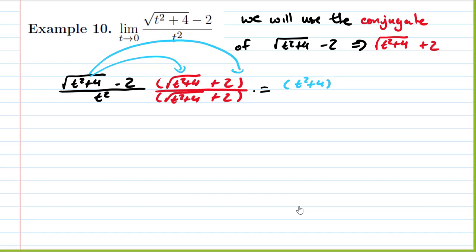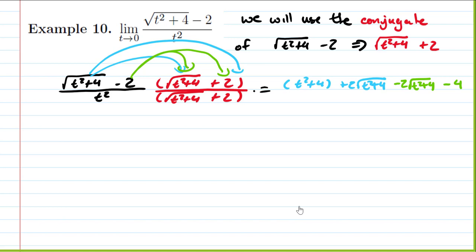And the square root of t squared plus 4 times 2 gives us 2 times the square root of t squared plus 4. And if we distribute in our second term now, we get the negative 2 times the square root of t squared plus 4. So negative 2 times the square root of t squared plus 4. And negative 2 times negative 2 is negative 4.